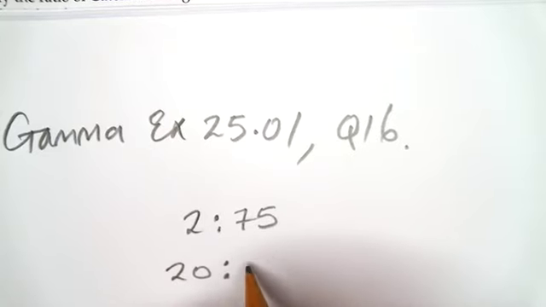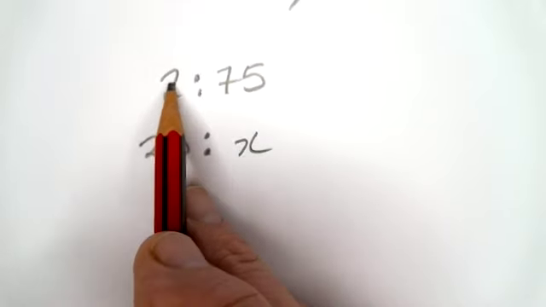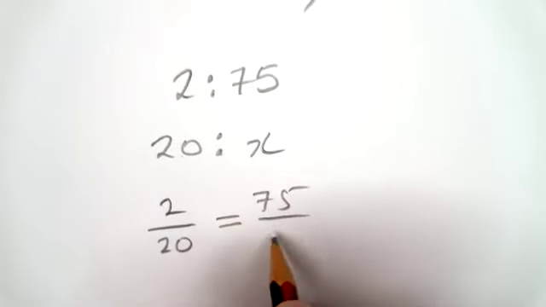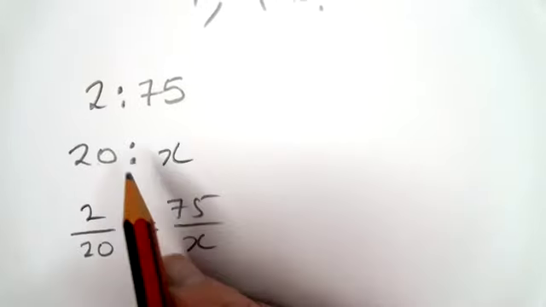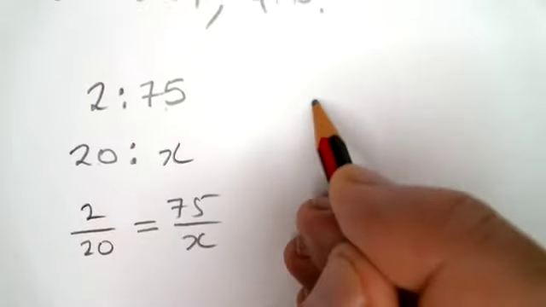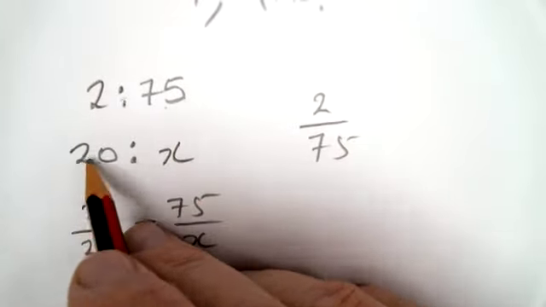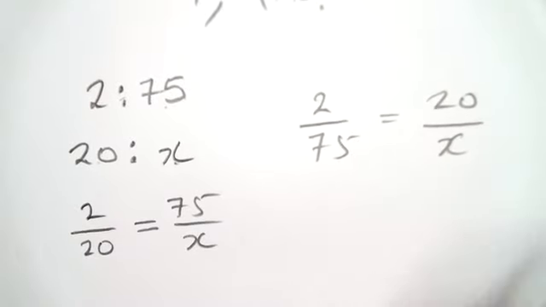Now, if you weren't sure, by the way, and let's just call that x for a moment, you could have gone ahead and just calculated by simply turning these into fractions. You could say 2/20ths is equal to 75/x. Or you could have written it in a different way. You could have said 2/75ths is equal to 20/x. It's really the same thing.